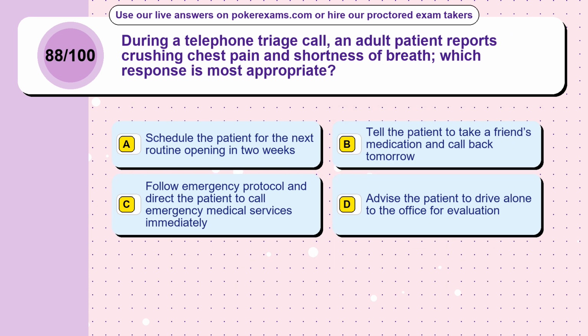Question 88. During a telephone triage call, an adult patient reports crushing chest pain and shortness of breath. Which response is most appropriate?